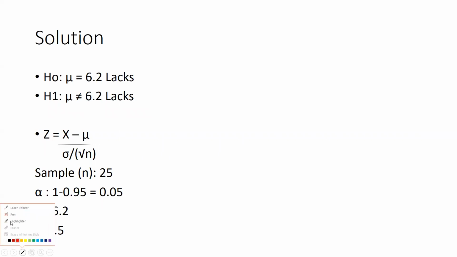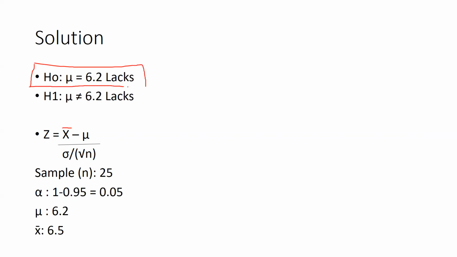Let me take my pen. This is x bar minus mu, where mu means population mean, divided by sigma, the standard deviation, divided by under root n. This is our null hypothesis. The null hypothesis says that the population mean would be 6.2 lakhs, but the alternate hypothesis says the population mean is not 6.2 lakh. We want to test whether the null hypothesis will be accepted or rejected.